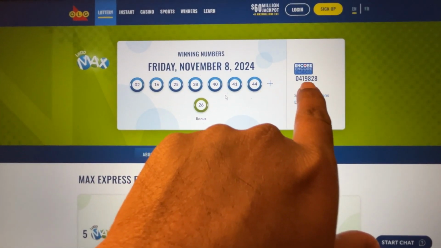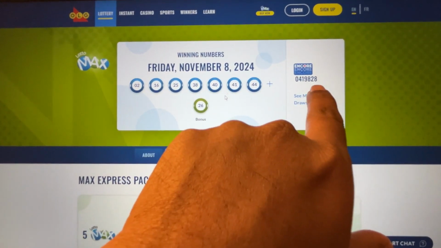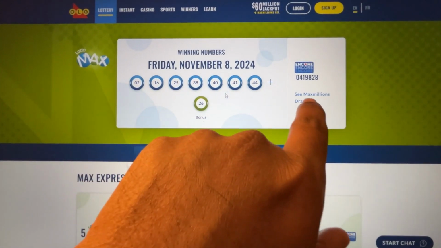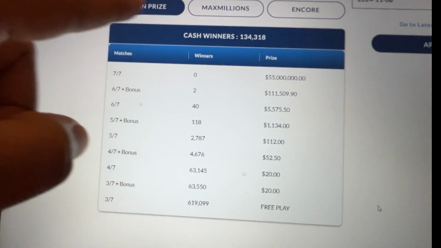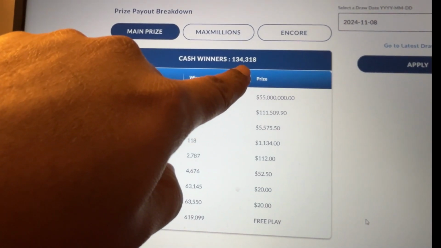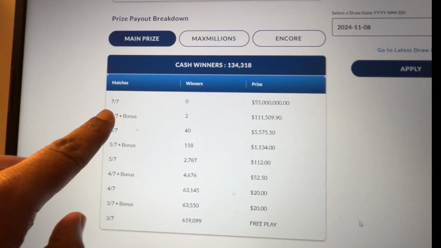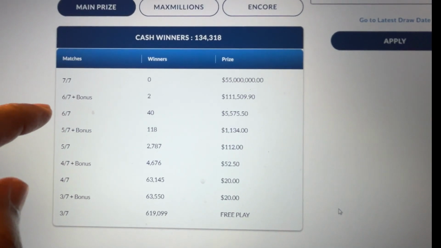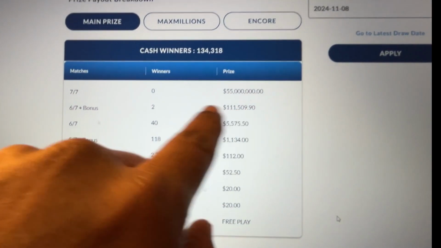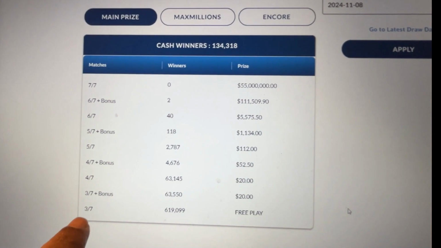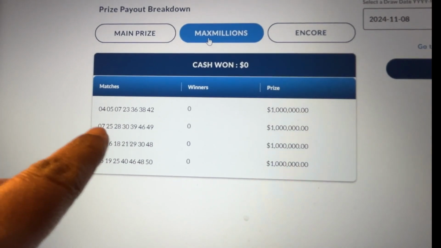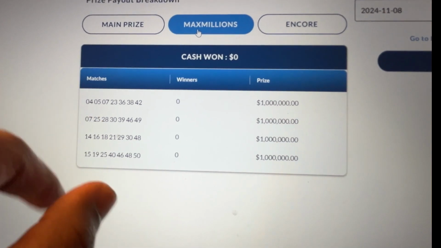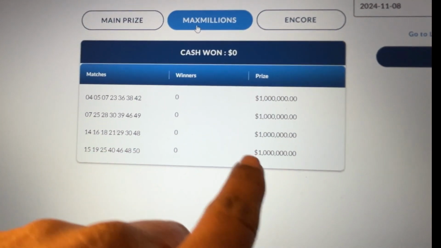Then Encore number, this is the Encore number, which has won the maximum amount. And then you also have Max Millions draw. So you can see cash winners, these many people have won. Nobody got 7 by 7 match, the numbers we saw earlier. Then 6 numbers matching out of 7 and bonus, this is the winning amount, 2 of them got. Likewise, all others have been mentioned here. These were the numbers for Max Millions. So nobody got it. That means nobody had a match. Otherwise, they would have got this amount.